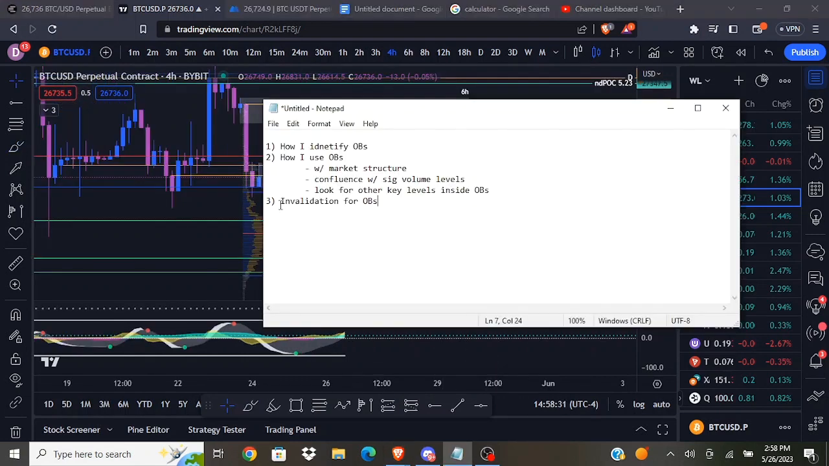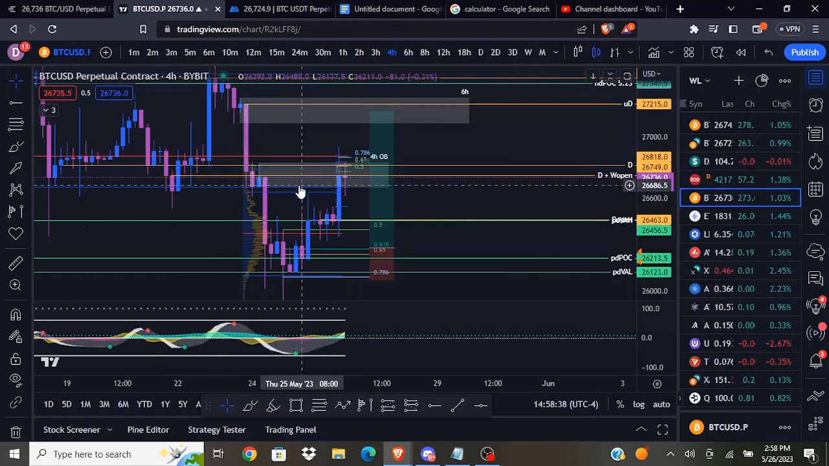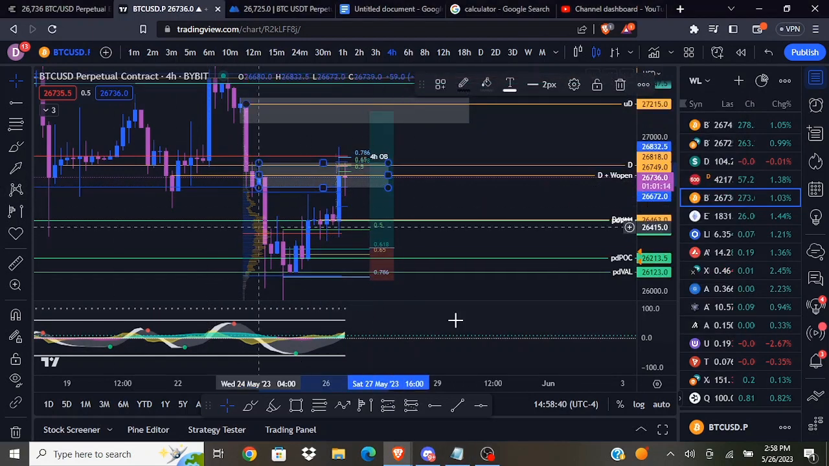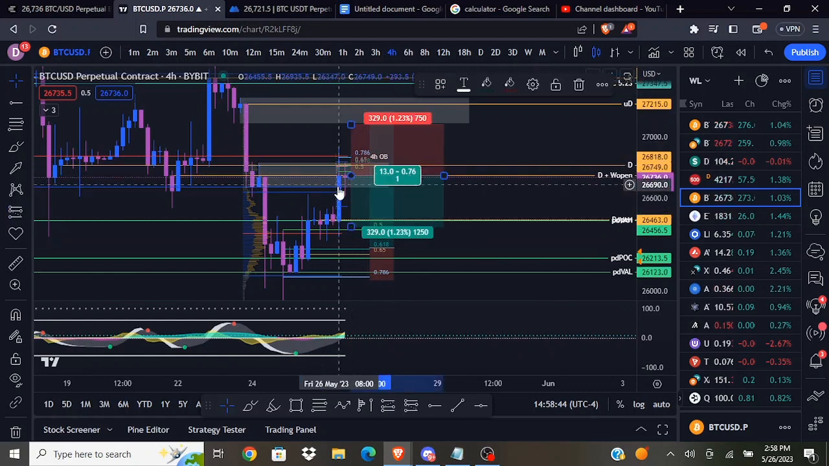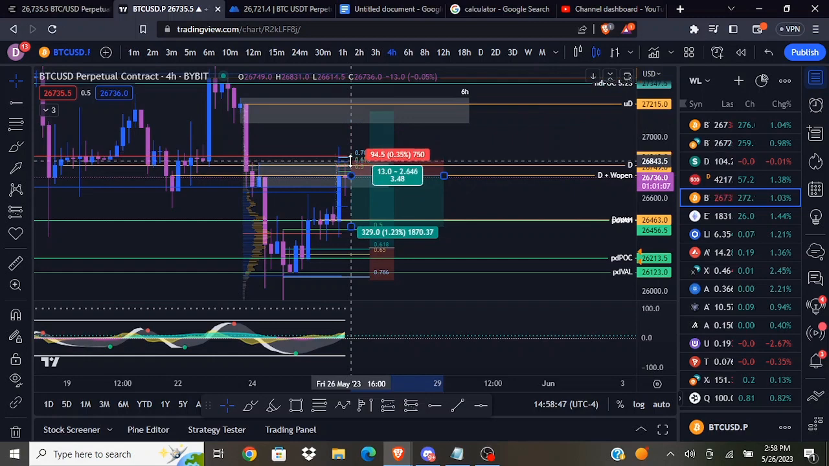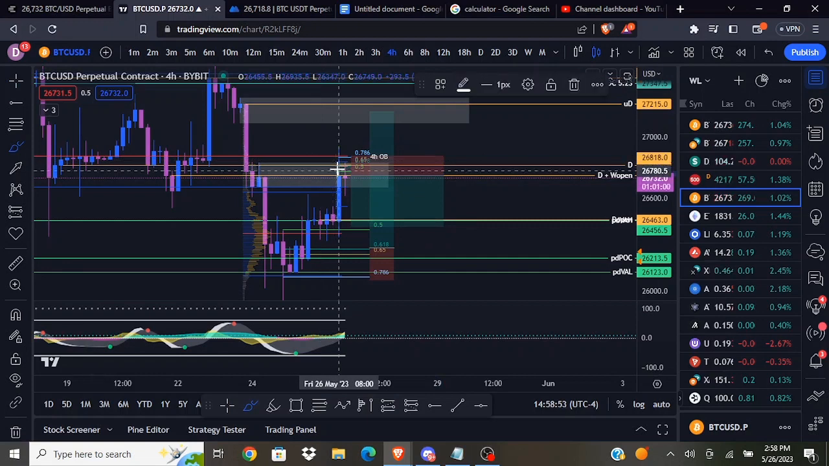And now let's talk about invalidations for order blocks and how I like to trade them. Invalidation can be a tricky thing because a lot of people like to enter once you start to see weakness inside an order block and maybe cover the order block with your stop loss, maybe have it a little bit higher. But something I've noticed that happens a lot is we will wick above the order blocks, basically stop out everyone who has their stop losses above the order block, and then we will see a rejection.